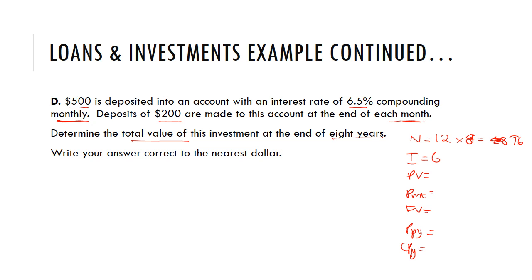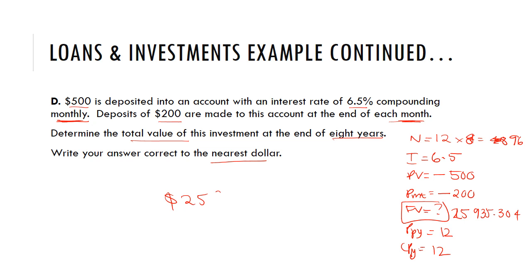Our interest rate, 6.5%. Our principal value, I'm depositing $500 in the bank. I'm making an additional payment to the bank of $200 per month, so I write both of those as negative. I want to find out the value, so I'm finding out my future value, and these are both happening 12 times a year. And so when I do that, I end up with a future value of $25,935.304, and I want this to the nearest dollar, so my answer will be $25,935.